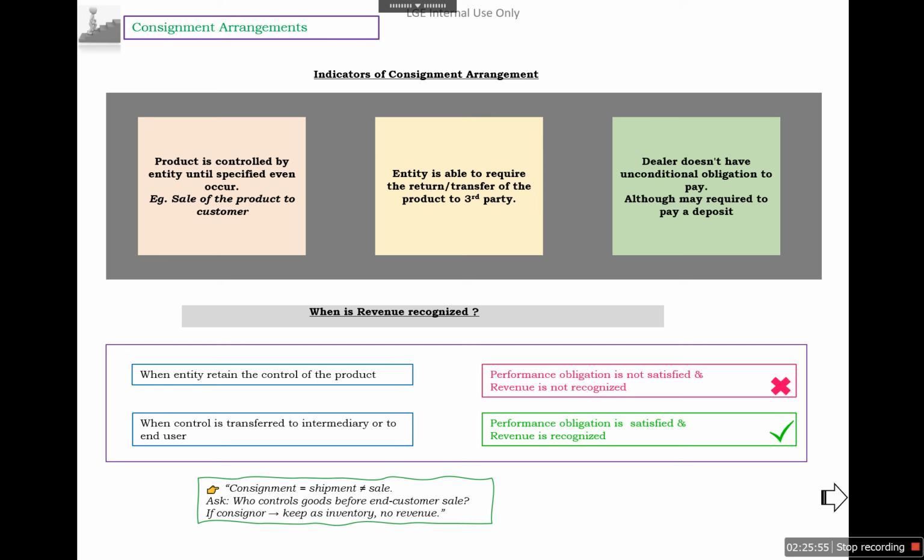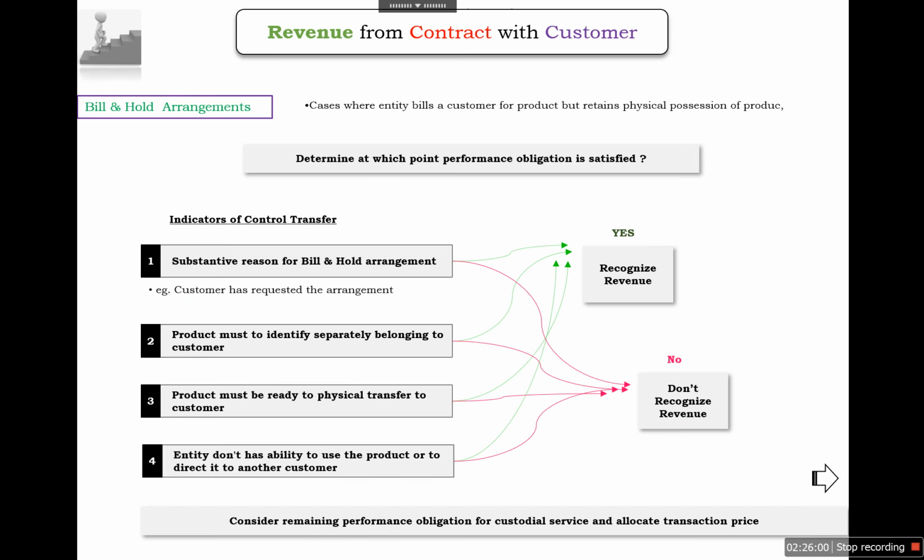Similarly, in case of a bill and hold arrangement, these are the cases where the entity bills a customer for a product but retains the physical possession of the goods. Here also, although the physical possession is with the seller, we need to check whether the control has been transferred or not. If control has been transferred, we will recognize the revenue. If control has not been transferred, we will not recognize the revenue.